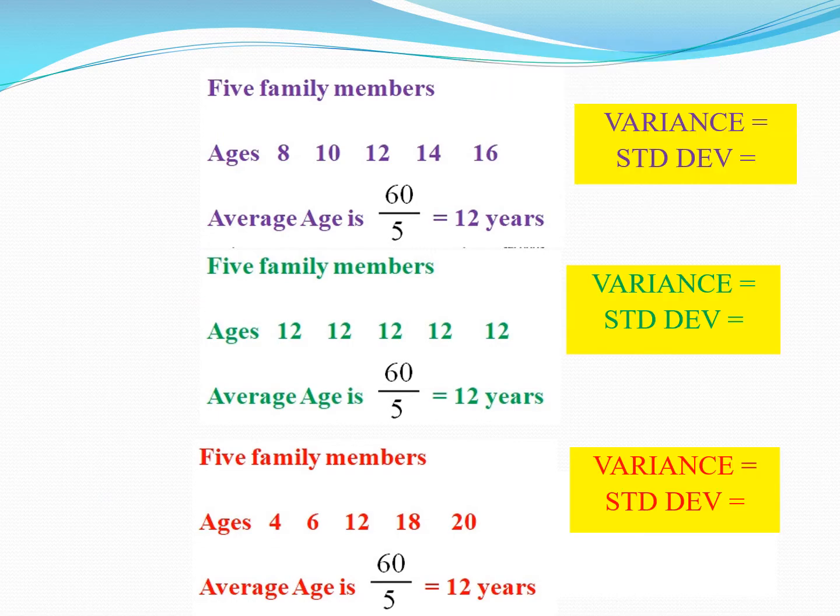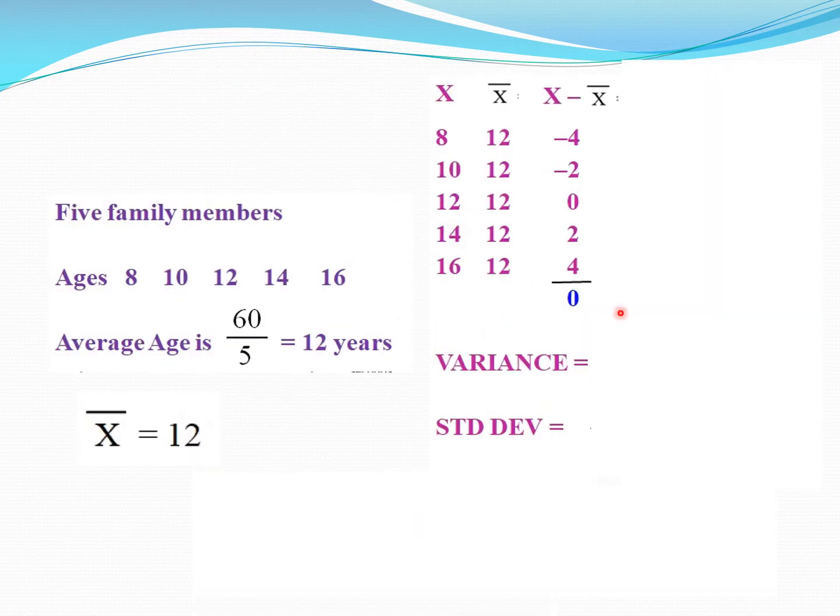and now we want to look at that statistic as well. So what we're going to look at is what's called the variance of each of these sets of data. The average is the same, but the variance or the standard deviation is going to be different. So what do we mean by the variance?